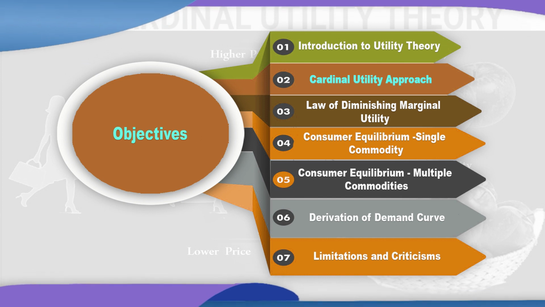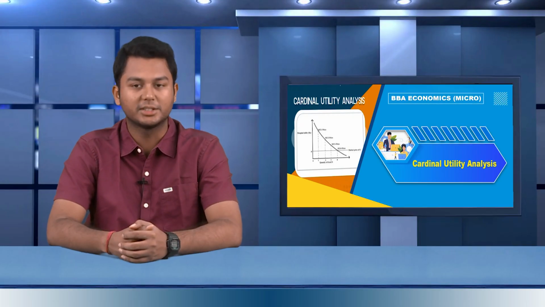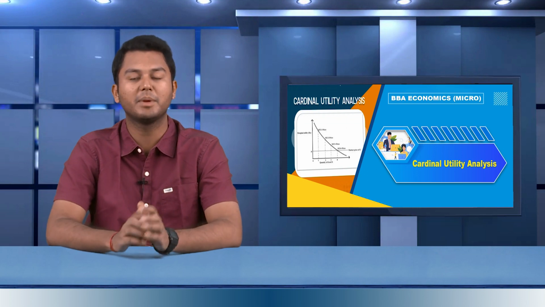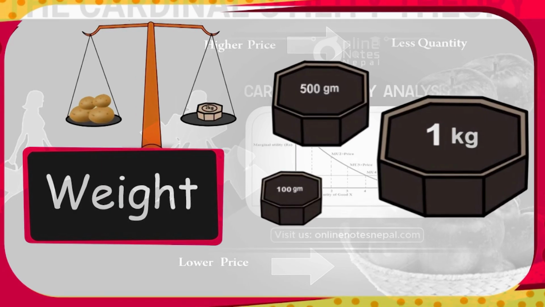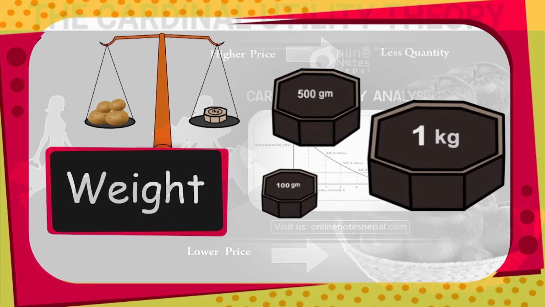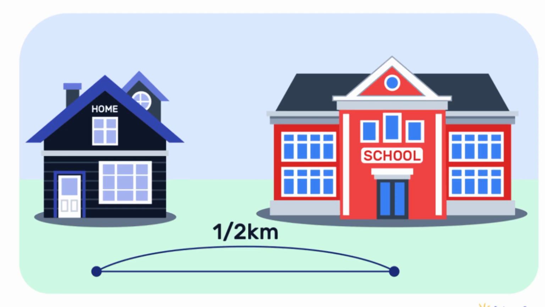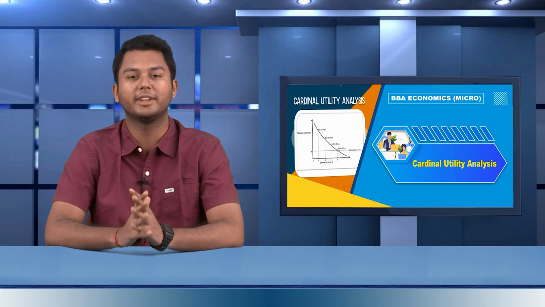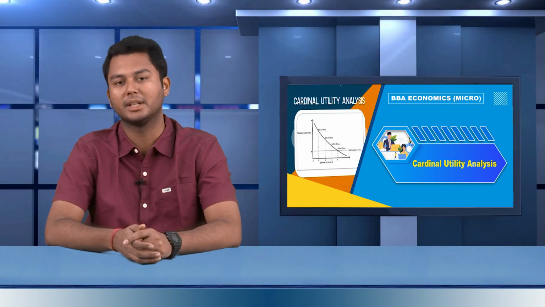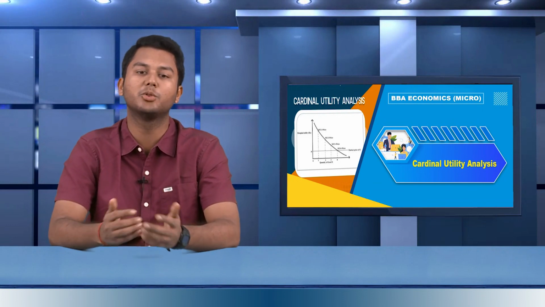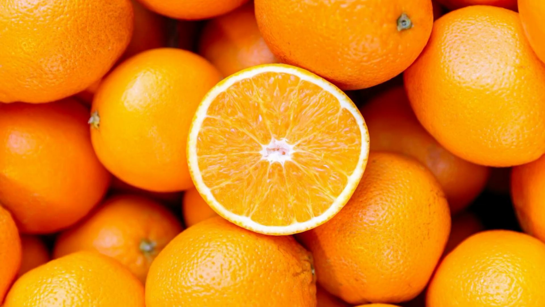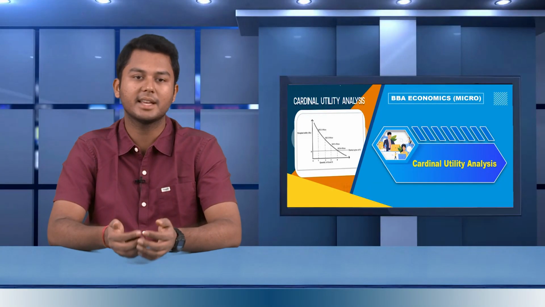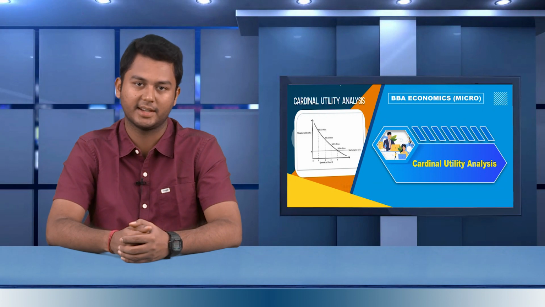Let us look at the cardinal utility approach. The cardinal utility approach assumes that utility can be measured in exact numbers, just like measuring weight in kilograms or distance in kilometers. According to this approach, we can say that eating one apple gives exactly, let's say, 10 units of satisfaction, while eating an orange gives exactly 15 units of satisfaction.